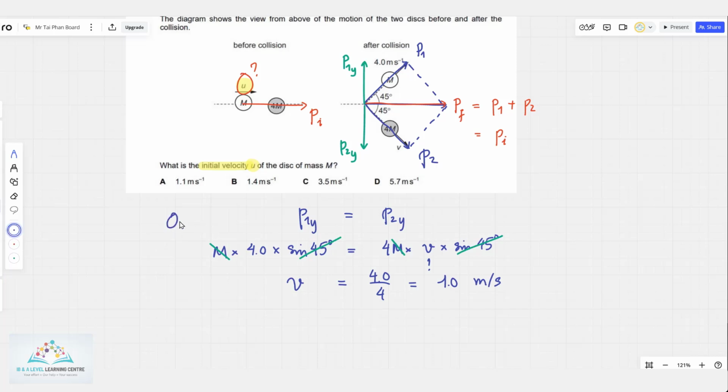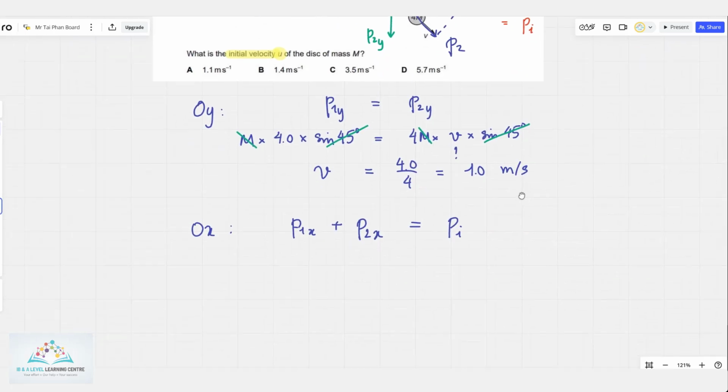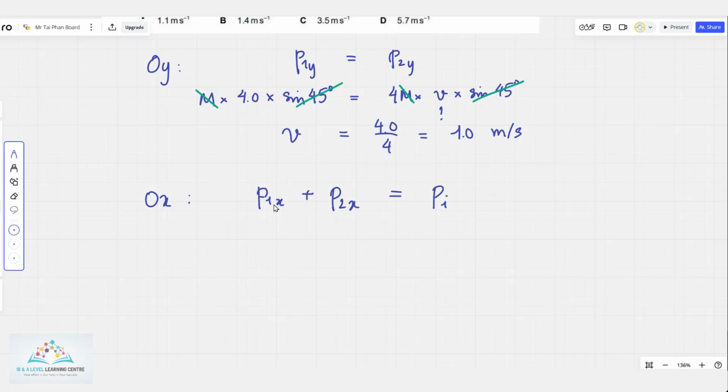Now consider the horizontal direction, Ox. P1x plus P2x is equal to the initial momentum. Now we substitute the values into this second equation. P1x is the mass m multiplied by its speed 4 meters per second multiplied by cosine of 45 degrees. Similarly, P2x here is 4m multiplied by the speed that we just found here, 1 meter per second, multiplied by cosine 45 degrees, and it equals the initial momentum, which is m times u.